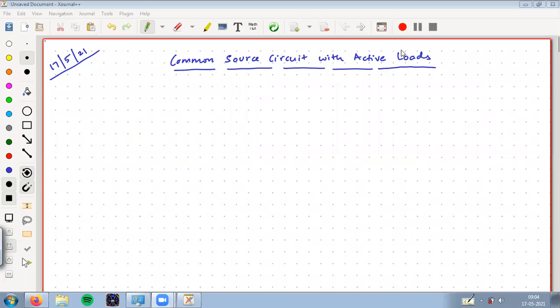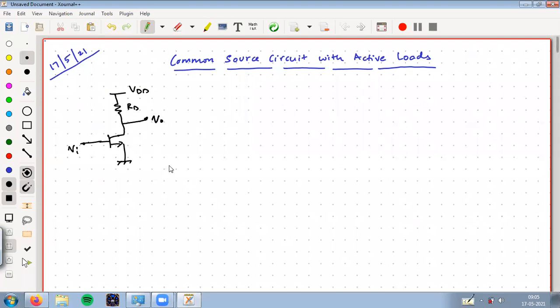Okay, so in today's class, we'll start with common source circuit with active loads. What we have seen so far, I'll draw it. You have an NMOS here, whose source is grounded. Then this was VI, this is VDD, and this was RD, and this was V0.